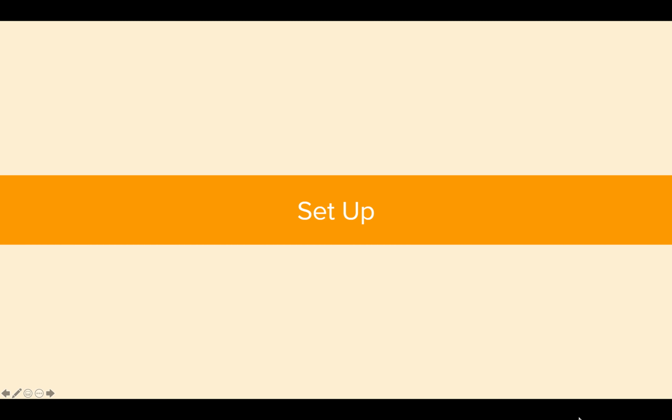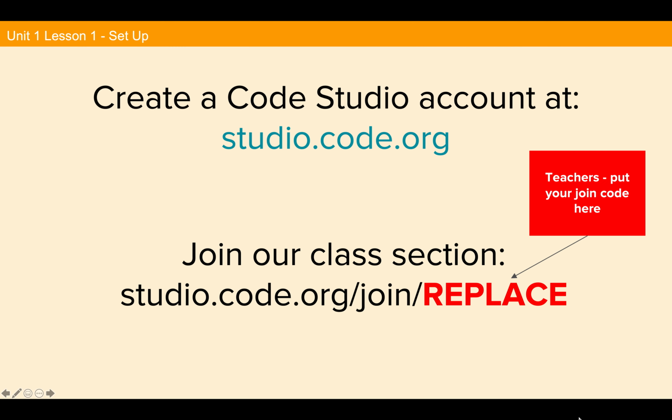Before we go any further, if you haven't already done so, please make sure that you have created an account within code.org. You can join the class section at studio.code.org/join and use the code that Coach O'Neill will provide to you. Replace that red text that says replace with the code, and then make sure you join the class section. You will need this because this is where you will be submitting assignments, and you can also pull down extra information that we may not discuss directly during these recorded lessons.